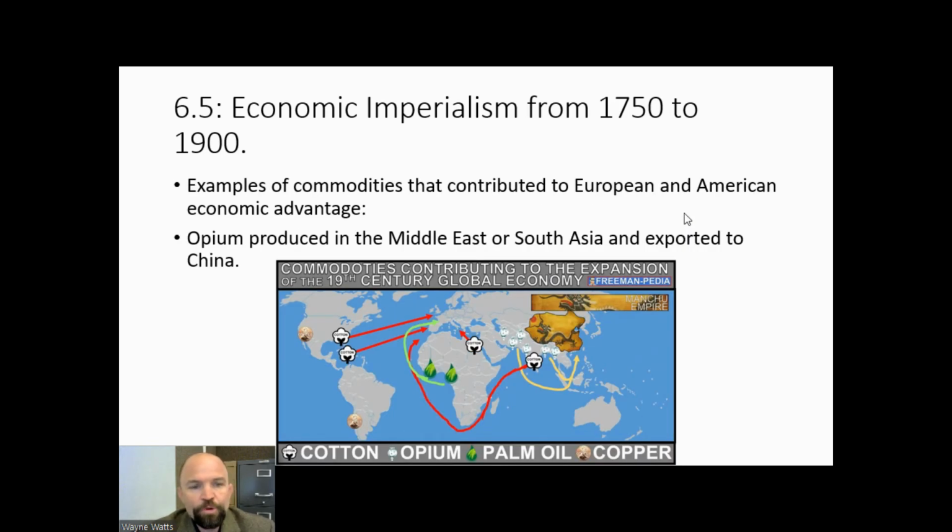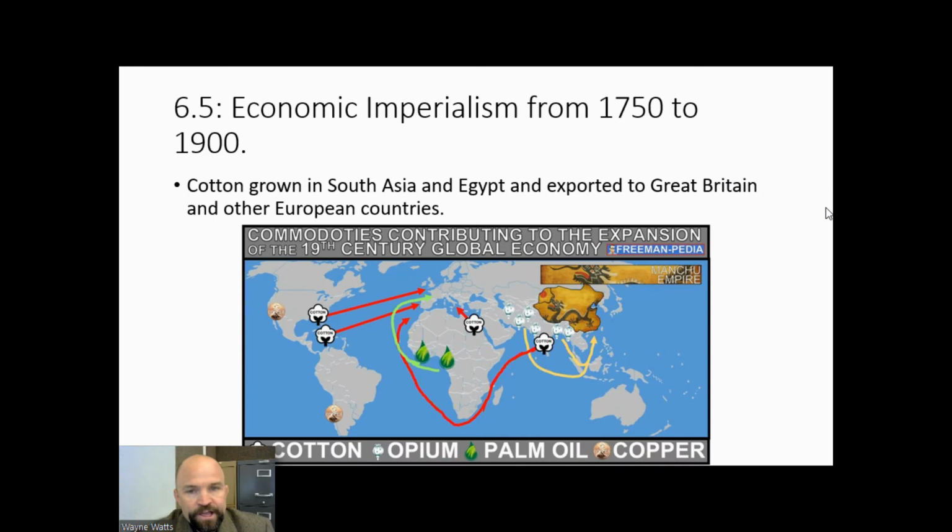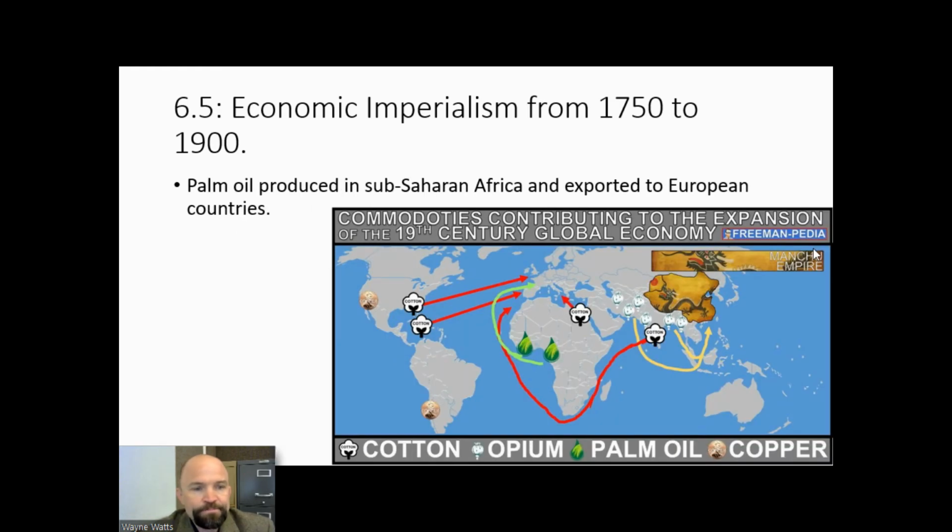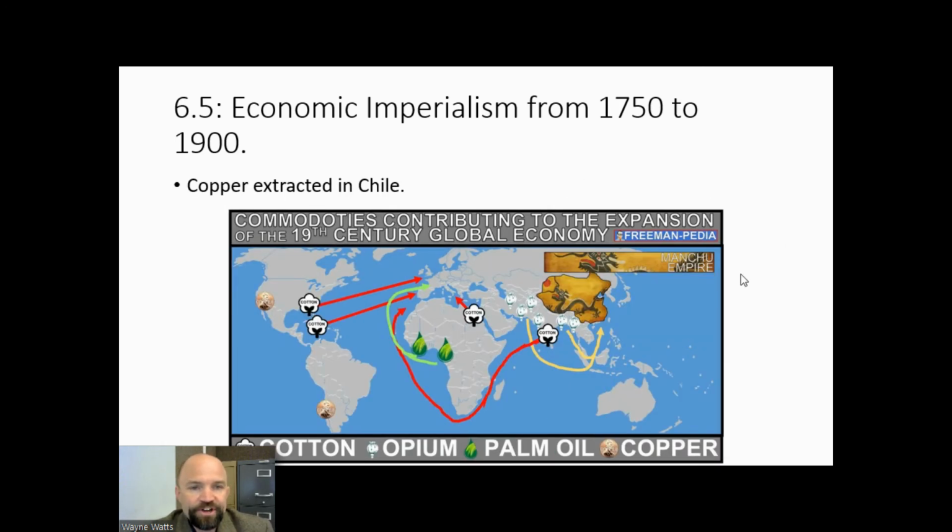These include opium that was produced in the Middle East or South Asia and exported in this time period mostly to China, cotton grown in South Asia and Egypt and exported to Great Britain and other European countries, palm oil produced in sub-Saharan Africa, West Africa, and exported to European countries, mostly to make margarine, and copper extracted in Chile.